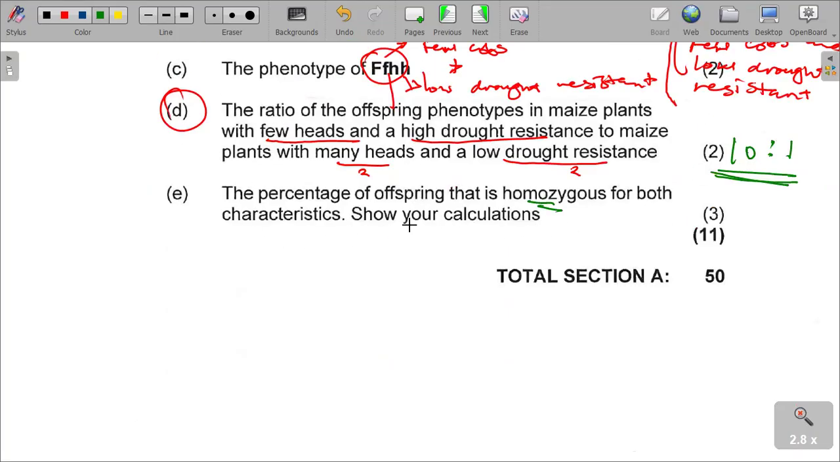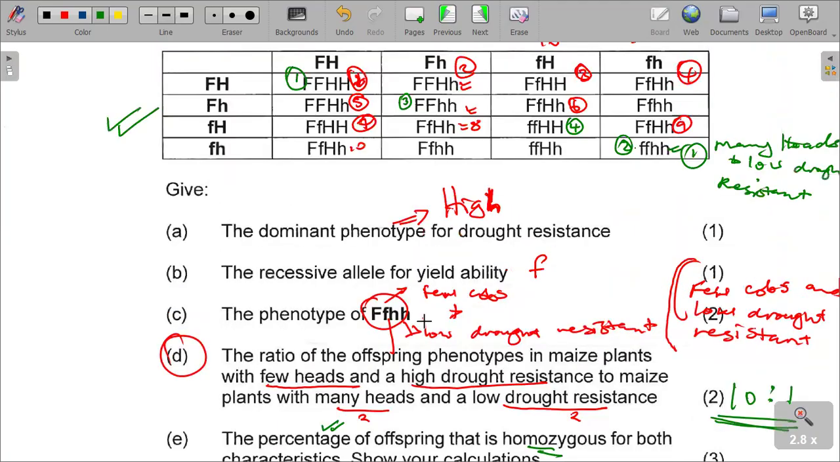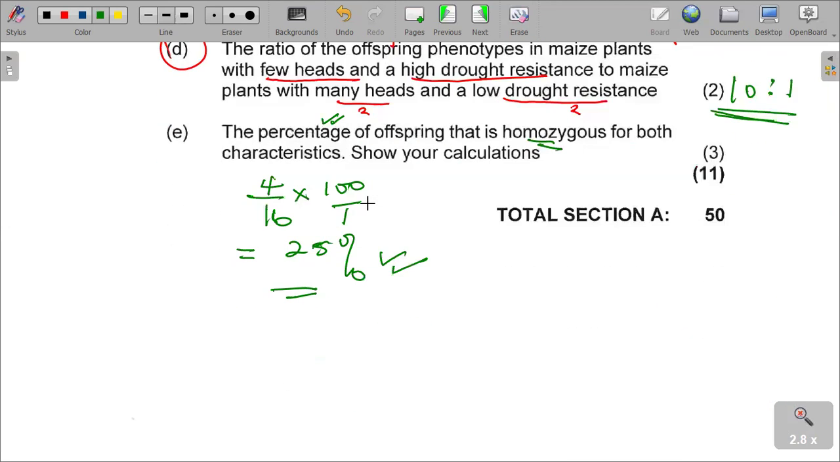So we are saying percentage. The question is saying percentage. So it is 4 out of the total of them all, which is 16. Count them all, 16, times 100 over 1, and when you calculate that, you get 25%. So it is all the possible outcomes which are homozygous for both characteristics. You count all of them. I calculated them, I found only 4 of them. So that is how you calculate it.